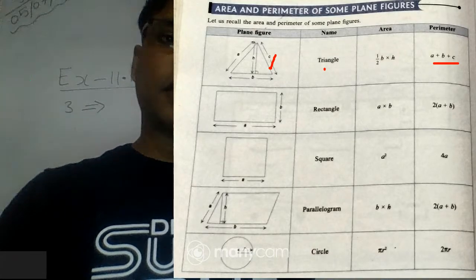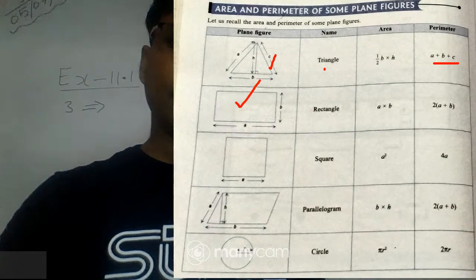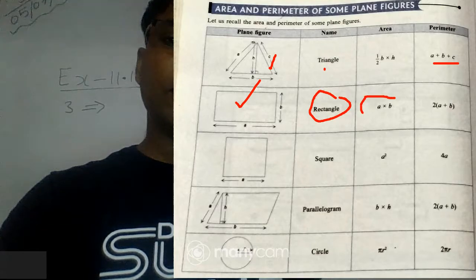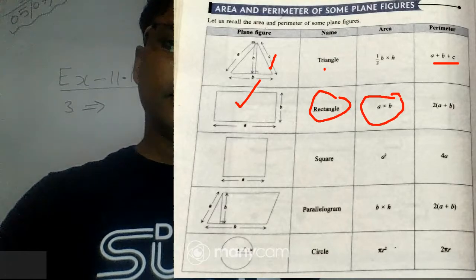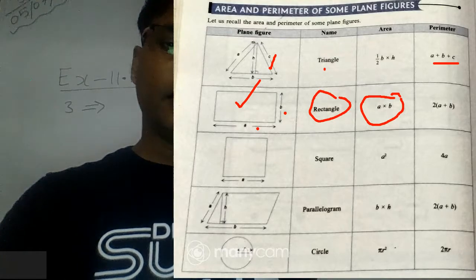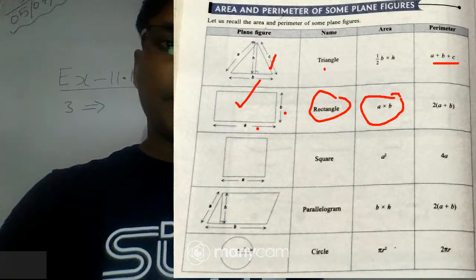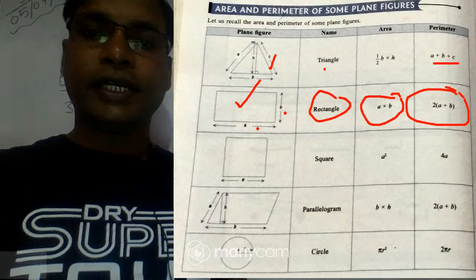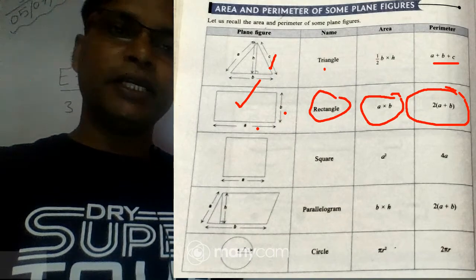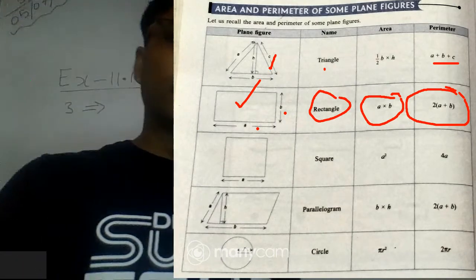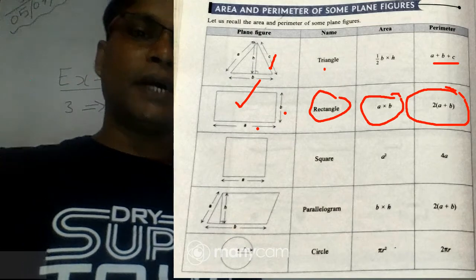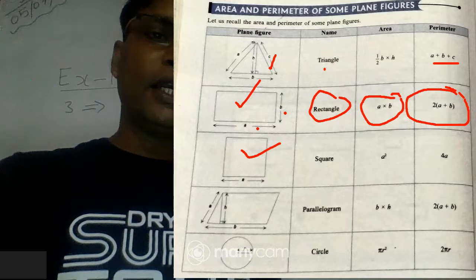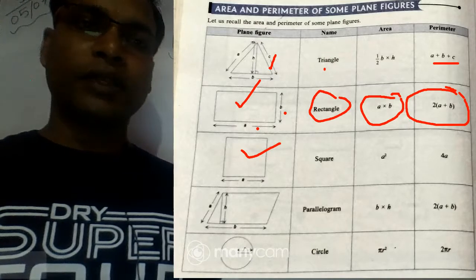Area of a triangle is 1 by 2 base into height, and the perimeter of a triangle is a plus b plus c, meaning the sum of all sides. This is a rectangle. Area of a rectangle is length into breadth. Here this is the length, this is the breadth. Perimeter of a rectangle is 2 into (length plus breadth). Here A is length and B is breadth. Generally we mention L for length, B for breadth.